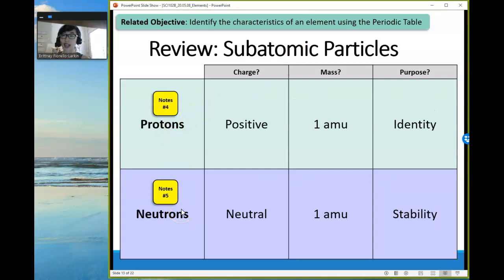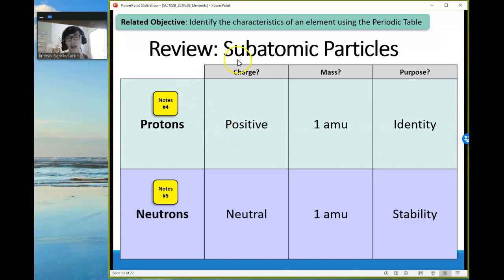Today, we're not really looking at electrons. We'll look at electrons more when we get to our bonding unit. For this unit, we care a lot more about the protons and neutrons and what they're contributing to elements. So protons, again, are positive. They weigh 1 AMU, and their purpose is the identity of the atom. If you change it, it's no longer that atom. Neutrons are neutrally charged. They also have a mass of 1 AMU. Be careful about that. Both of these have the same mass. And neutrons are in charge of stability because they are like neutral buffers.